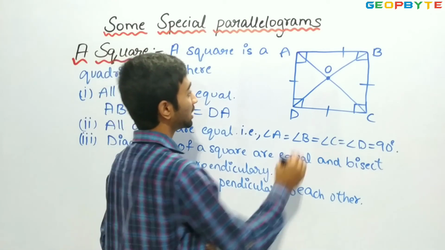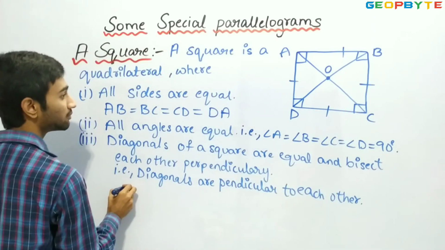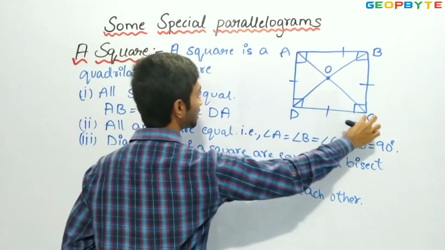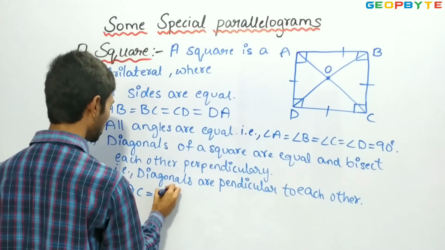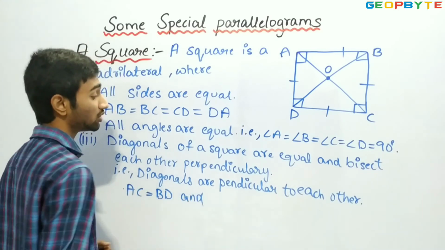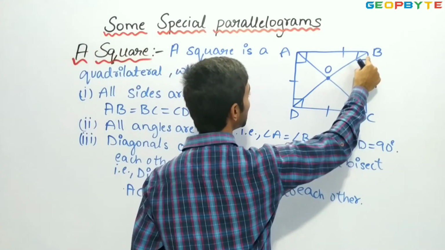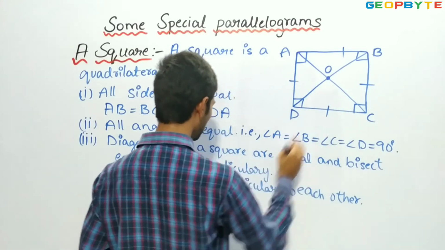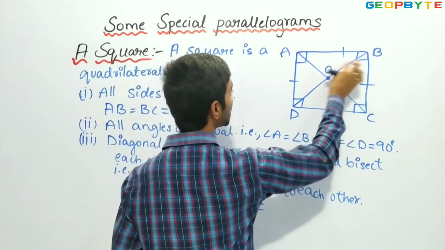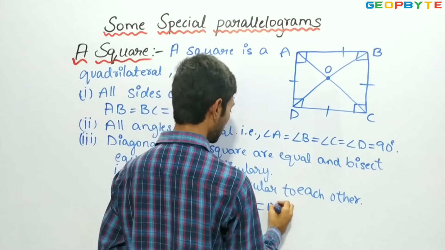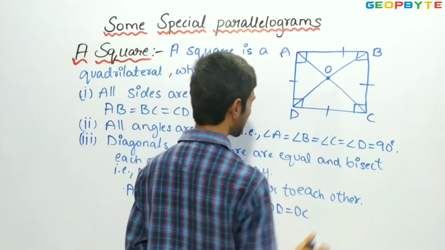So, in a square, diagonals bisect each other and diagonals are equal, that is AC. Here AC is a diagonal which is equal to BD. So AC is equal to BD, and we also know that they bisect each other. So that means OB will be equal to OD and OA equal to OC. OA equal to OB, also OD equal to OC. So OA equal to OB equal to OD equal to OC.